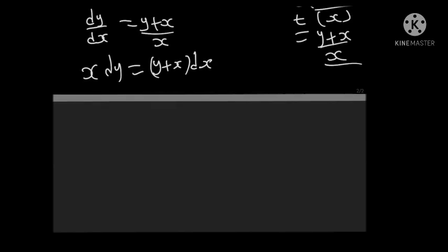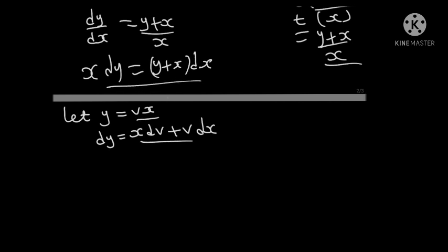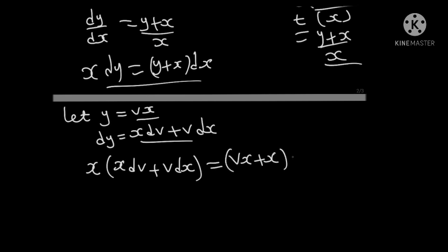From this point, we need to make a substitution. Let y be equal to vx. Therefore, our dy will be equal to x dv plus v dx. Let's substitute these two in this equation. So we have x times dy, but our dy is x dv plus v dx. y is given by vx plus x dx.